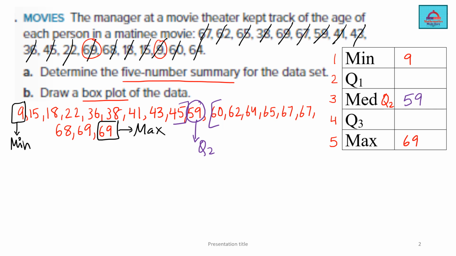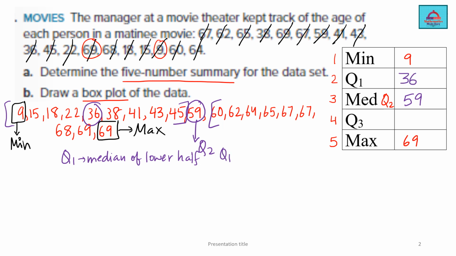Khalas? Now you need Q1. Remember, by definition, Q1 is the median of the lower half. That means these numbers that you see starting from 9, 15, 18, 22, 36, 48, 41, 43, 45, the lower half. What is the middle term here? In the middle, 36. So Q1 is going to be 36.